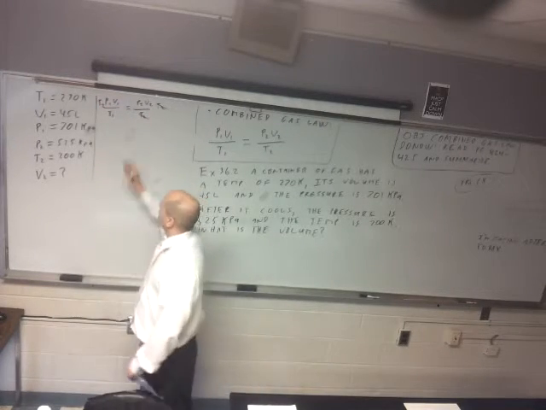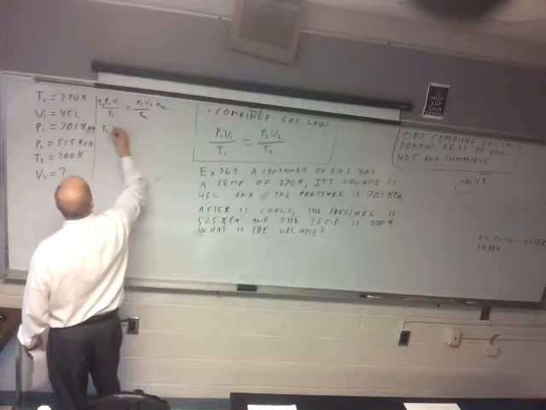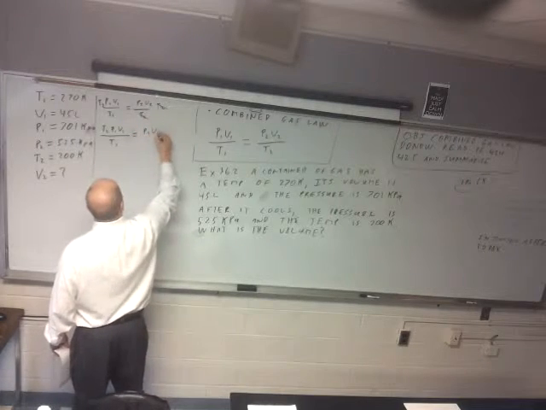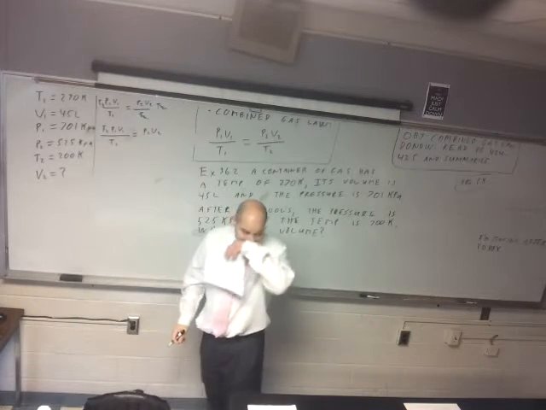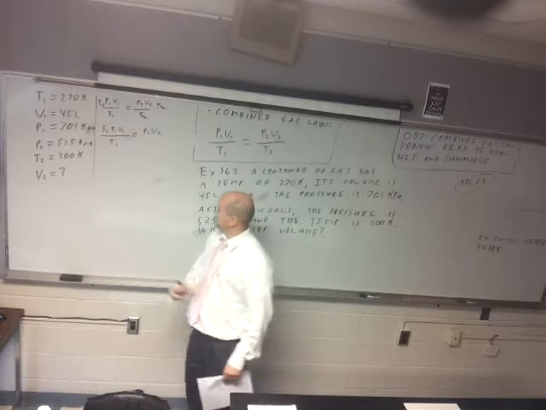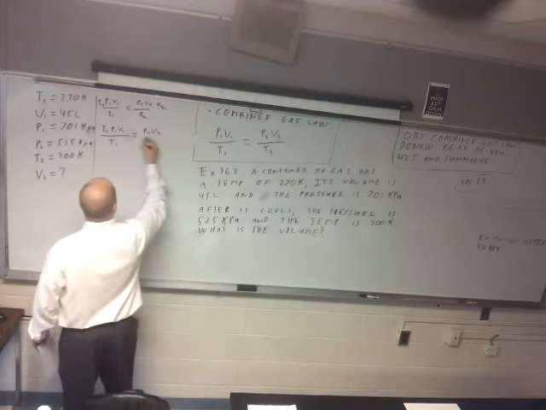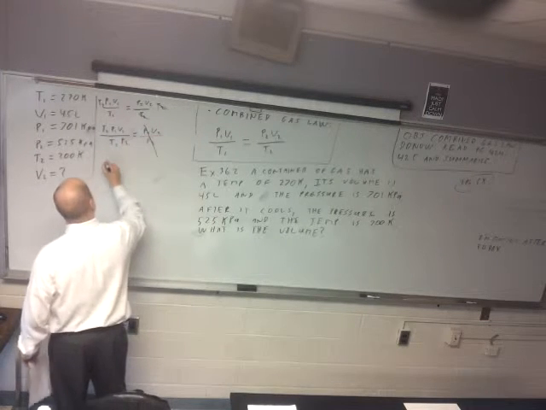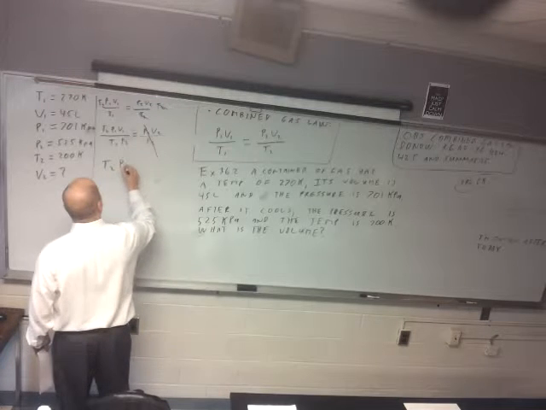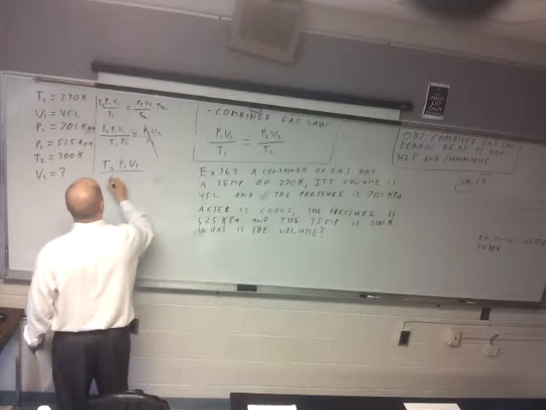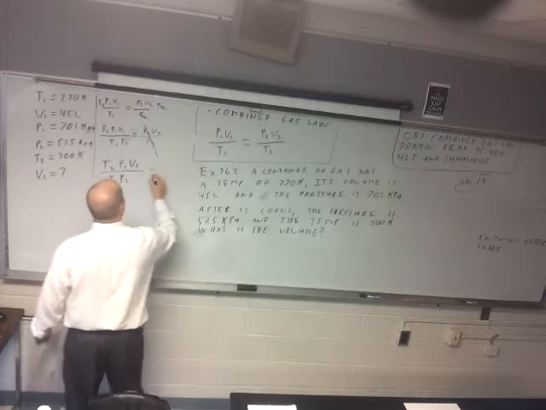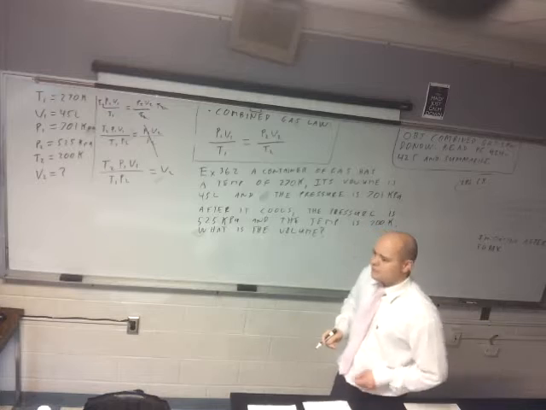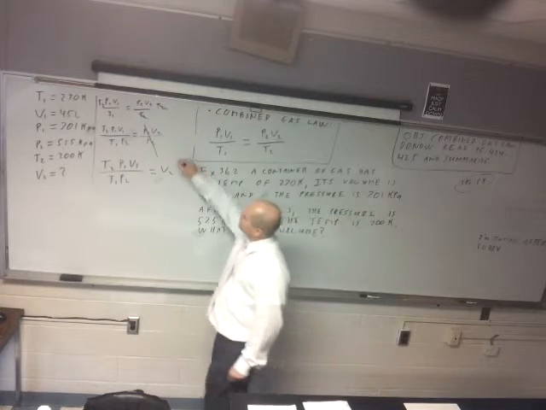You can't just try and do it all in one step. You got to rewrite it after each step. T2, P1, V1 over T1 equals P2, V2. What's the last step here? Divide by P2, because that's the only thing left that's next to the V. So divide by P2, you can just put it on the bottom there. These cancel. And then rewrite it again, so it looks neat. All right, so there's your solution.